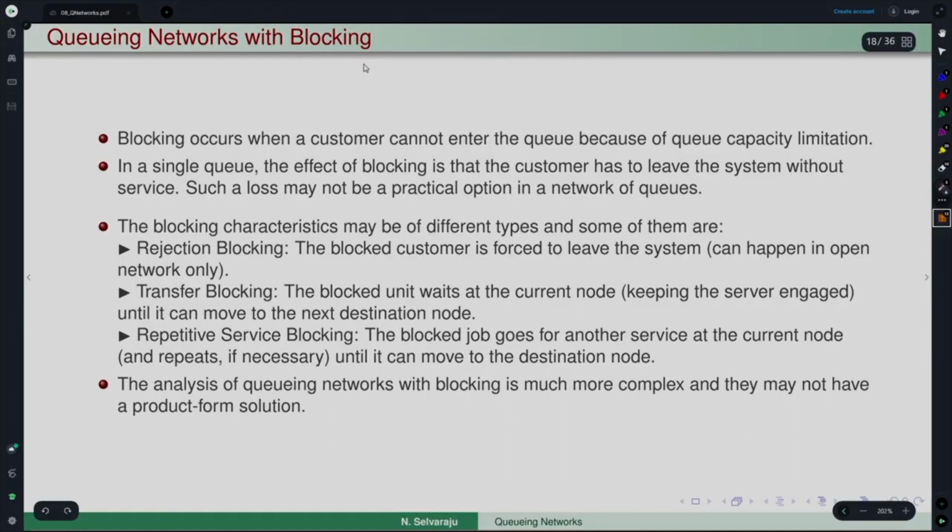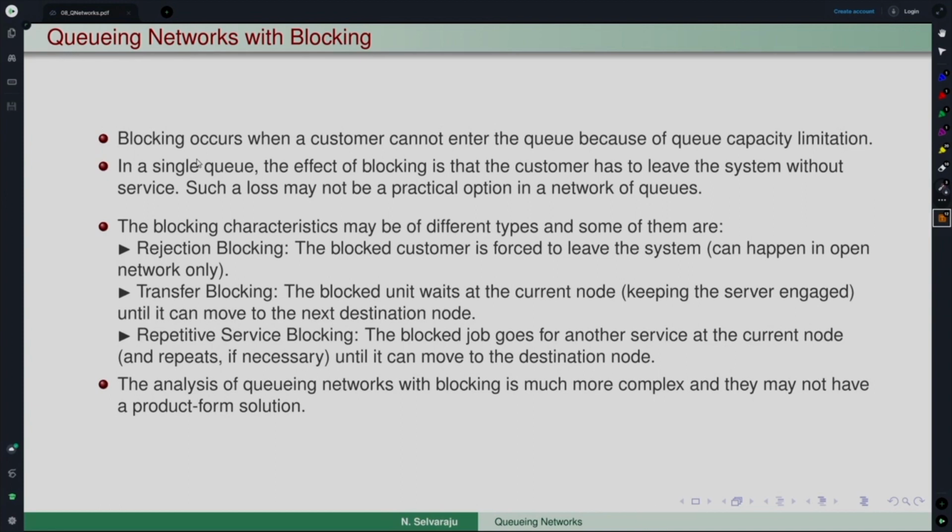But in reality nothing is infinite, right. It is always the case that only a finite amount of space is available between the nodes. So, if that happens, that is what is called the blocking effect. We have seen in a single queue also that there could be a blocking effect, which means that if a capacity limitation is there with respect to nodes, then blocking occurs. Of course, there is a general notion of blocking, but even otherwise blocking can occur.